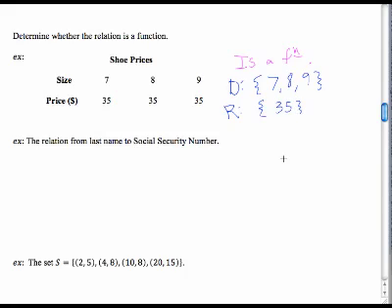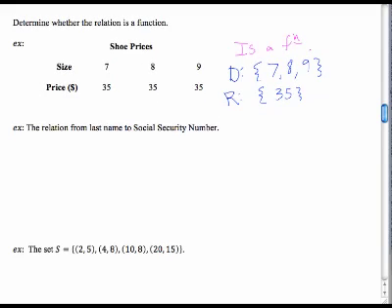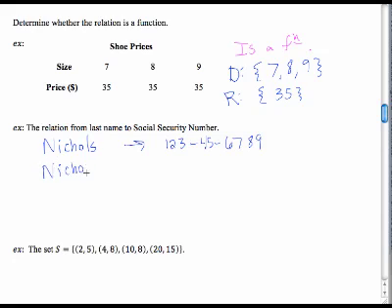Okay. The relation from last name to social security number. So this one's kind of a tough one, but I want you to stop and think about it for a minute. For all the last names in the world, how many social security numbers are there? Okay, let me just use my own last name. It's pretty common. Nichols. For example, my last name is Nichols. My social security number is 1, 2, 3, 4, 5, 6, 7, 8, 9. My husband's last name is also Nichols, right? But his social is 0, 1, 2, 3, 4, 5, 6, 7, 8.